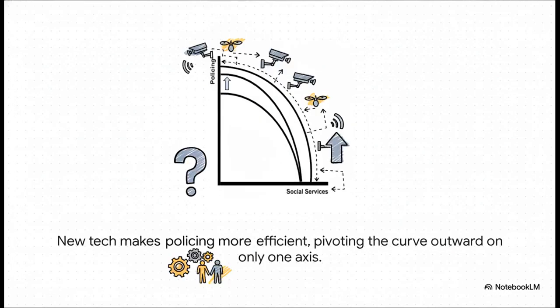Now this is where it gets really interesting. Growth isn't always symmetrical. Imagine a new surveillance technology comes out that makes policing way more efficient. The city can now provide more police services with the same amount of resources, but its ability to provide social services hasn't changed at all. This causes the curve to pivot outward, but only on the policing side.